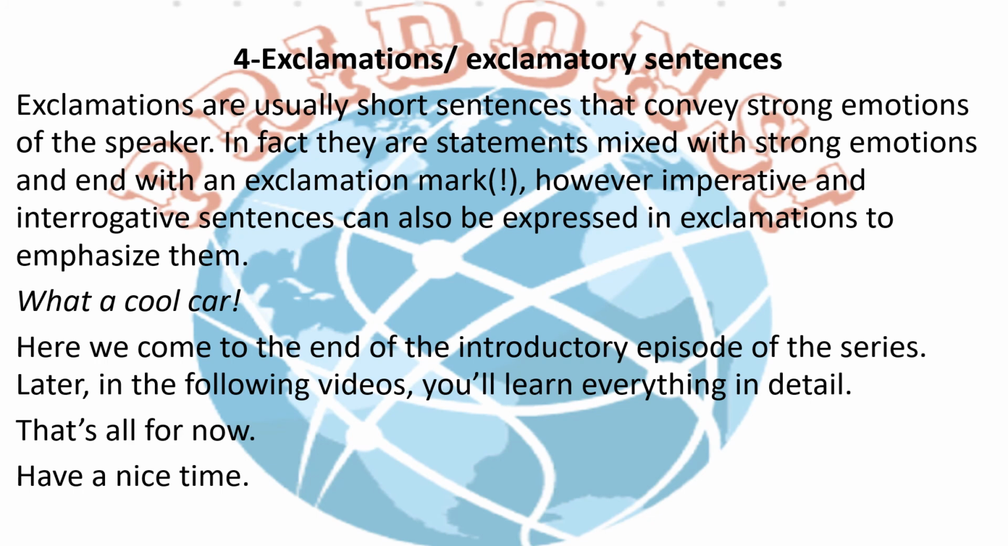The fourth type of sentences is exclamations or exclamatory sentences. Exclamations are usually short sentences that convey strong emotions of the speaker. In fact, they are statements mixed with strong emotions and end with an exclamation mark. However, imperative and interrogative sentences can also be expressed in exclamations to emphasize them. For example, what a cool car!